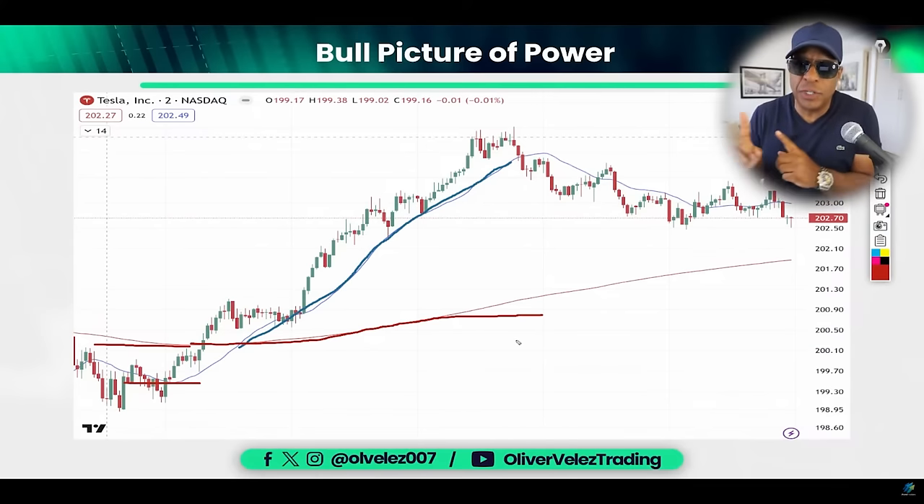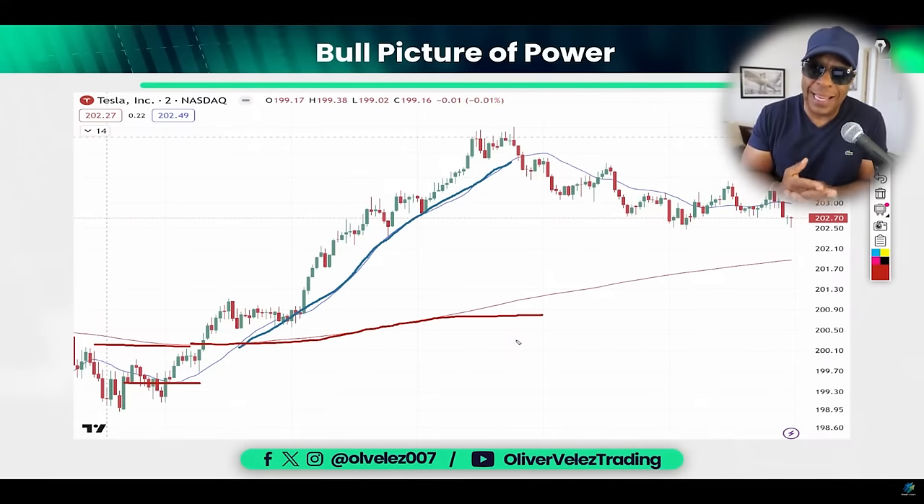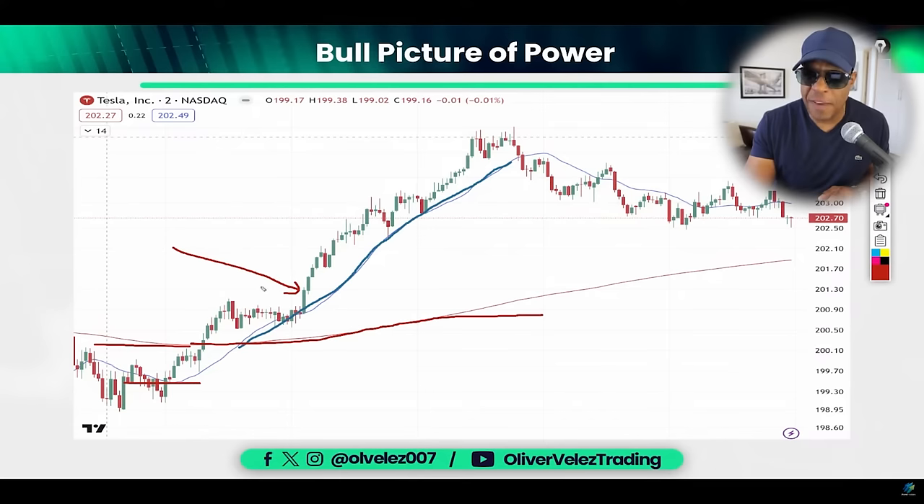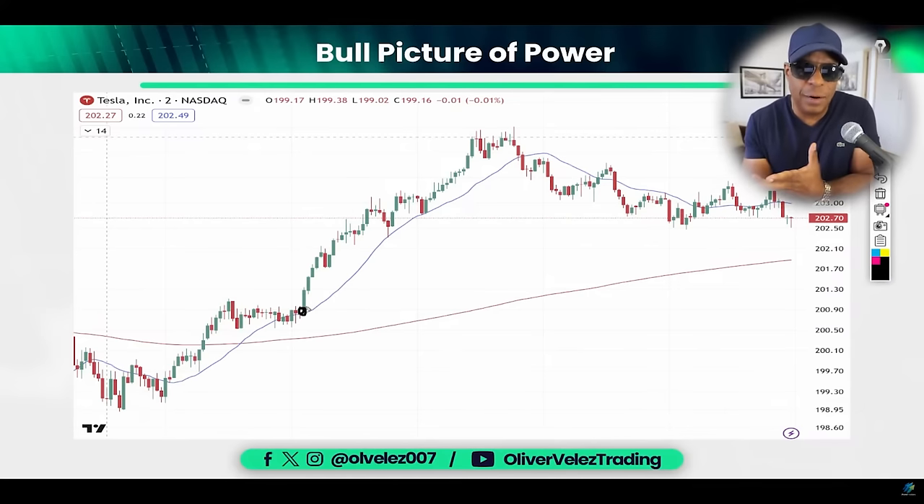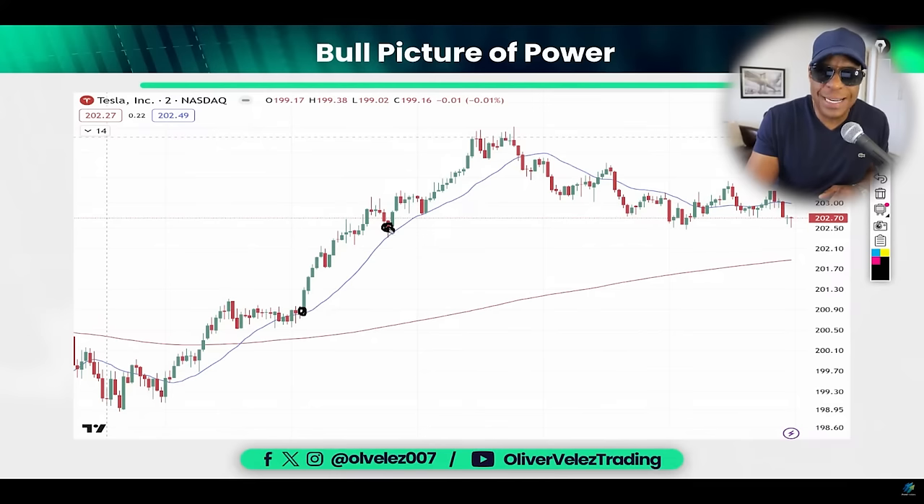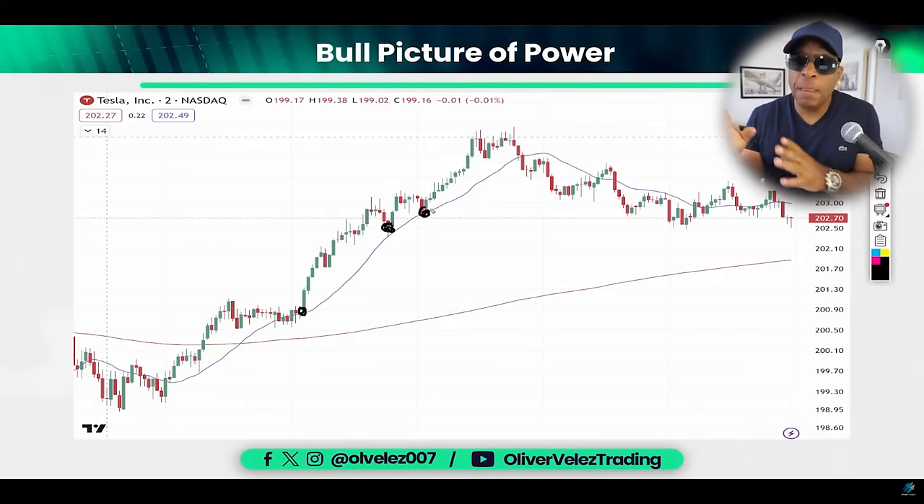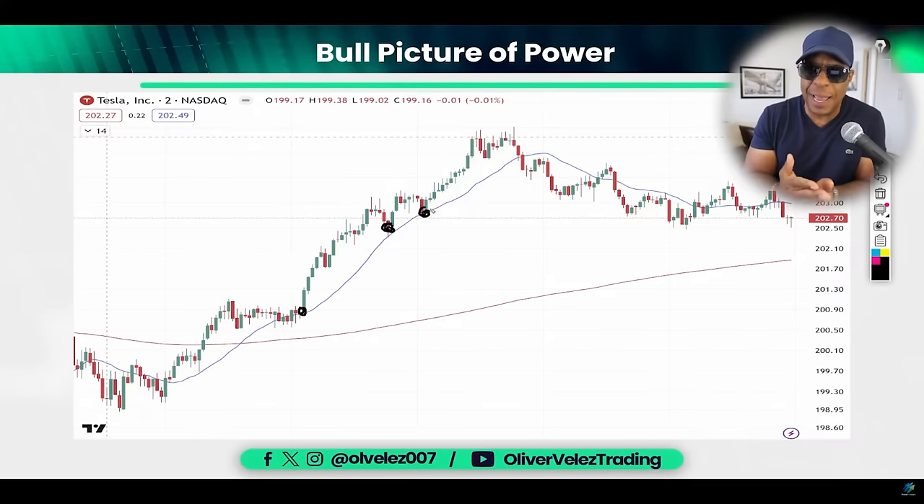When you have a bull picture of power, the modus operandi is to buy all strength and all color changes near the 20 period moving average. So look at strength bars, fat green bars, power bars that originate near the 20 period moving average. Look at this. The power bar originates near, it doesn't have to touch it, it just has to originate near it. That's the first thing. When you have the bull picture of power, power bars that originate near the 20 period moving average are buys.